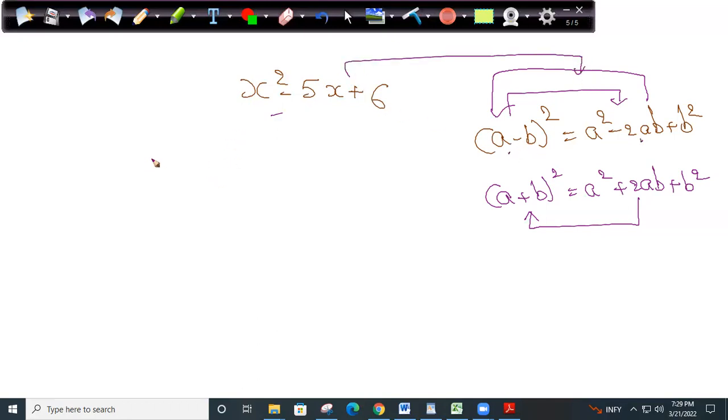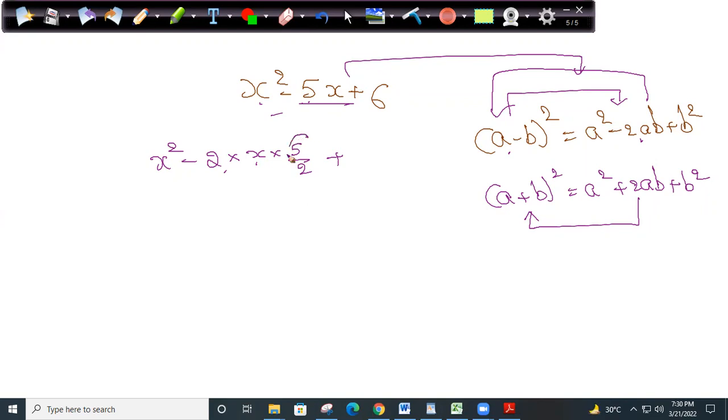So listen to me. x square minus 2 into x into 5 by 2. See here, I'm writing 5x as, I want 2ab. 2a is x, b should become 5 by 2 because 2 and 2 should get cancelled out, so I should be left with only 5. Simple rule in this world, no one gives you anything for free. Same rule follows in maths too. So since you are multiplying with 2, you should divide with 2.